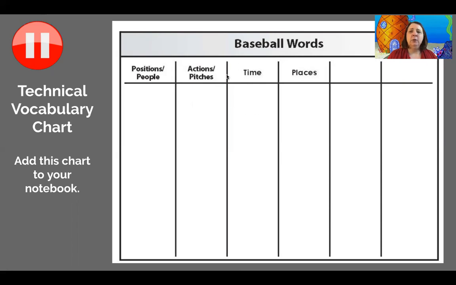Time. Well, if you're familiar with football, you'll know that football is played in quarters, but baseball is played in time segments called innings, and there's 9 innings in baseball. And places. Places would be such as, not that they're at Camp Atwater, because is that a baseball term? Not really. What would be a place in baseball? That's right. First base, second base, home plate, the batter's cage, pitcher's mound, all of those different things. So those are the things that you're going to be looking for and listening for when you read chapter 3.